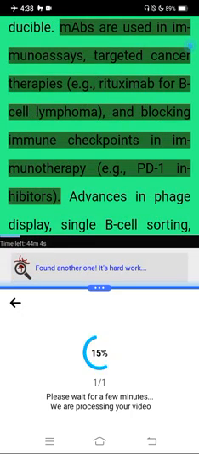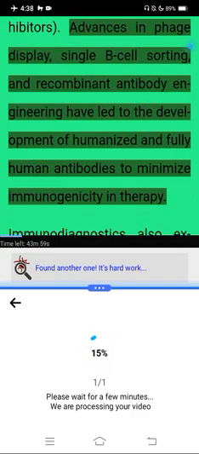mAbs are used in immunoassays, targeted cancer therapies, e.g., rituximab for B-cell lymphoma, and blocking immune checkpoints in immunotherapy, e.g., PD-1 inhibitors. Advances in phage display, single B-cell sorting, and recombinant antibody engineering have led to the development of humanized and fully human antibodies to minimize immunogenicity in therapy.